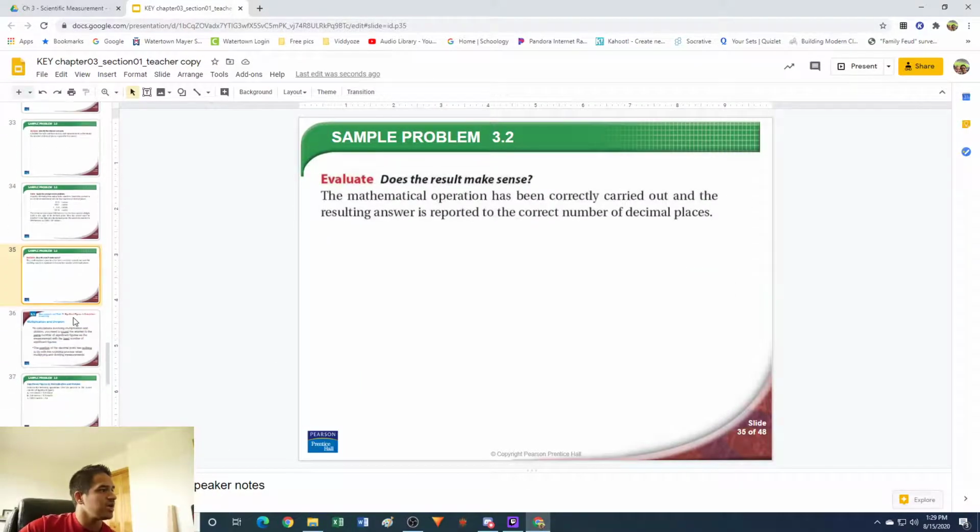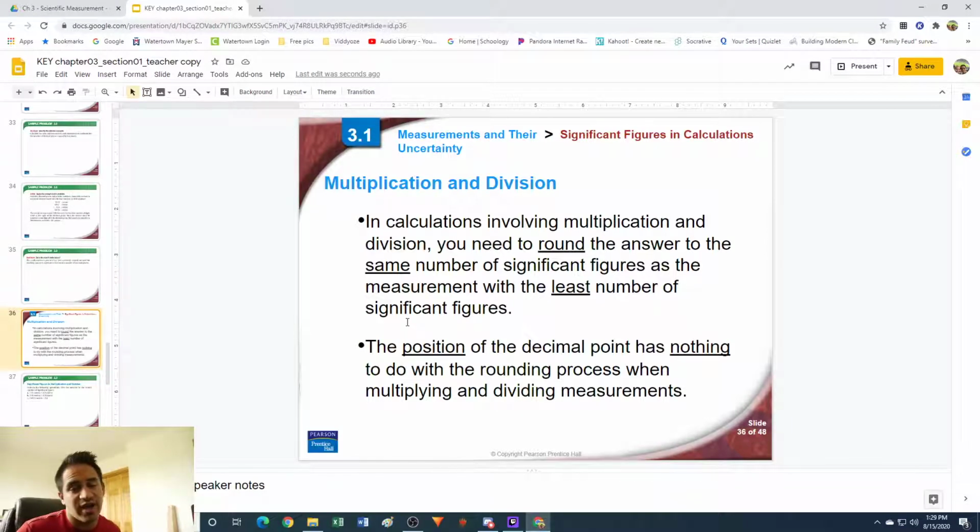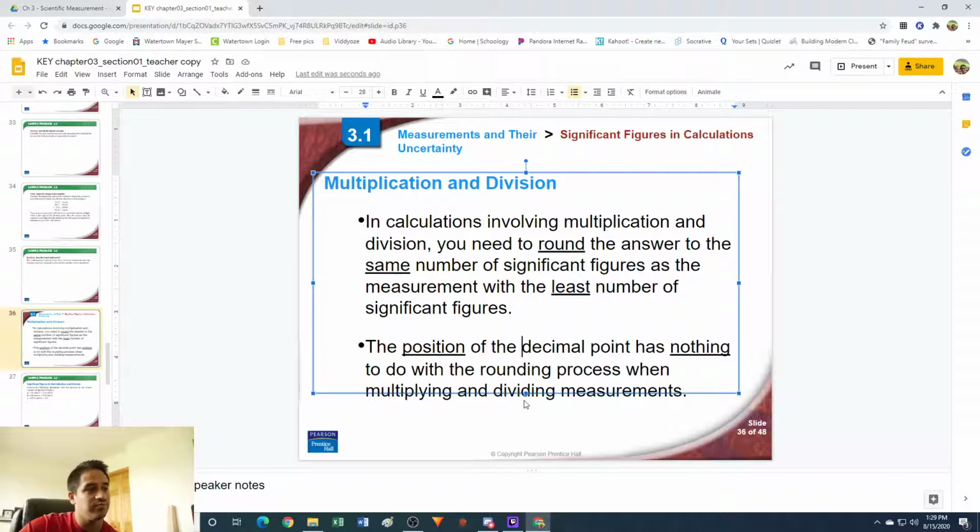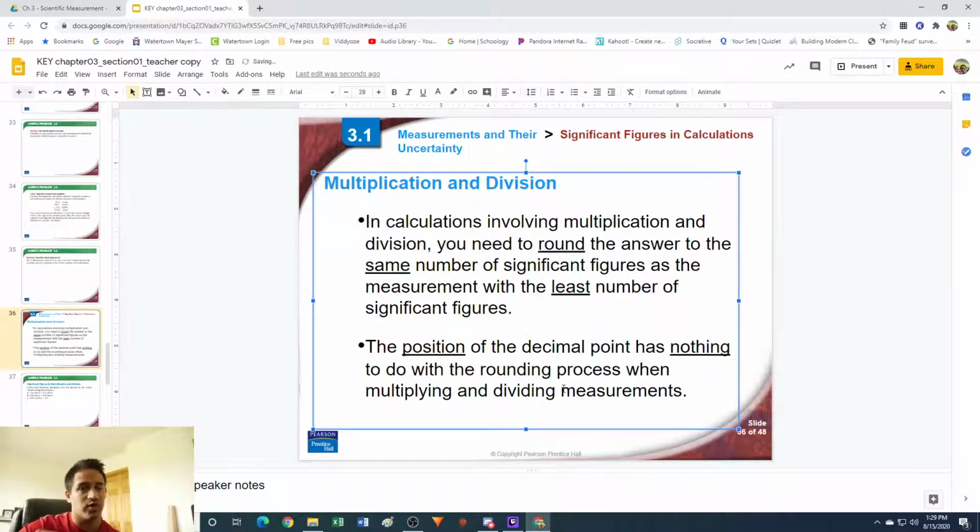Okay. When it comes to multiplication and division, that's the other mathematical process we can do. For this one, it's a little bit different. In this case, we're going to round our answer to the same number of significant figures as the measurement with the least number of sig figs. So now we're actually going to count how many significant figures are in the measurements that we're using in our calculation, and our answer needs to be rounded to the same number of sig figs. In this case, we don't care how many places after the decimal there are. We're not looking at the decimal point. We're not looking at how many places after the decimal our numbers have. That's when we're adding and subtracting. In this case, we're actually going to count the number of sig figs.